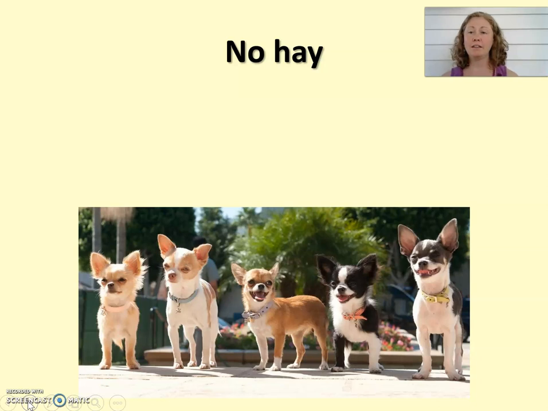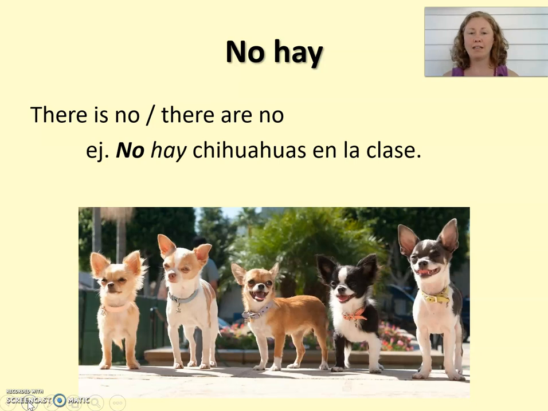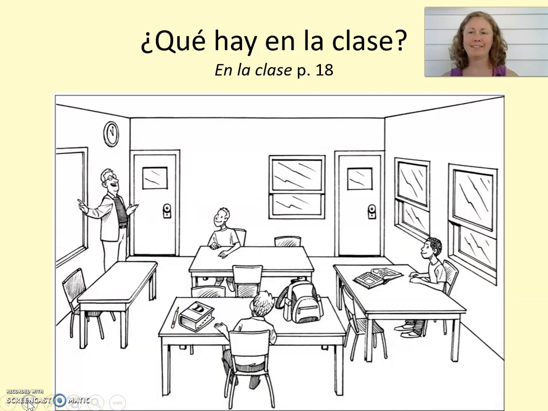If we want to say that there aren't something or there isn't something, the non-existence of, we say no hay. And what happens is that the noun that comes after hay, when there isn't something, is plural. So for example, no hay chihuahuas en la clase. Chihuahuas is plural because there aren't any in the class. ¿Qué hay en la clase?